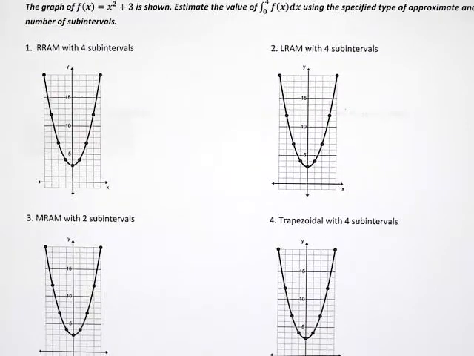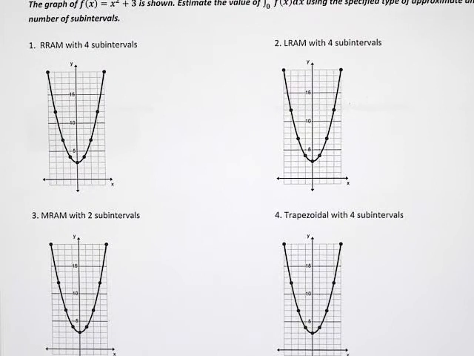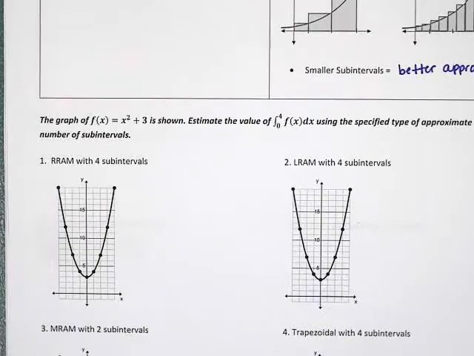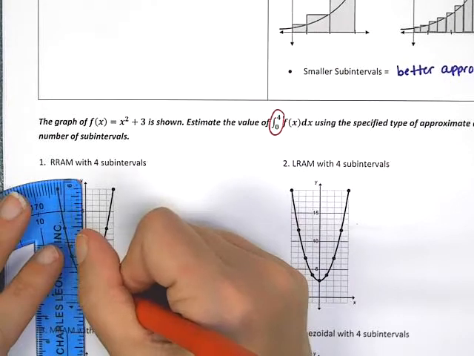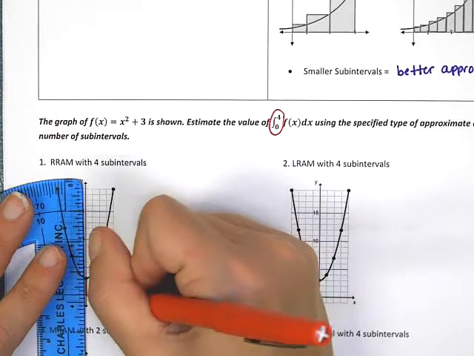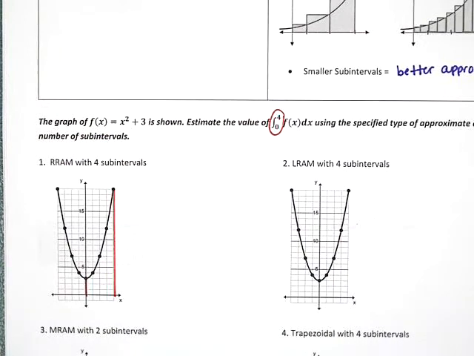So let's take a look at this graph. I've already given you the graph of x squared plus 3. We want to estimate the integral from 0 to 4 using the specified type of approximation and the number of subintervals. So for number 1, we want to estimate it using RRAM, or the right rectangular approximation method, with 4 subintervals between 0 and 4. It's going to be very important that you are able to visualize and draw these pictures. So because we want to integrate from 0 to 4, I'm going to draw a line at 0 and a line at 4 as the beginning and the end of the area that I'm trying to estimate.